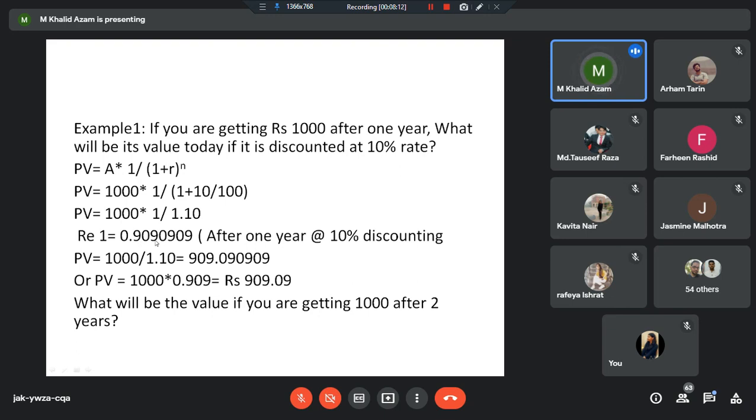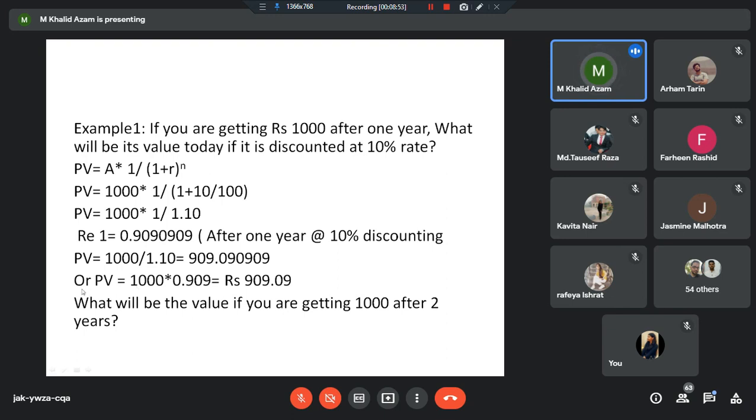Why are we interested in 3 digits? Because generally you will find that the figures are going in lakhs and crores, so we are not going to extend it further, and it is not going to make that much of a difference. We are also not going to retain up to 2 digits. Generally, you mention this factor up to 3 decimal points. So we will use 0.909 after 1 year, at 10% discounting.